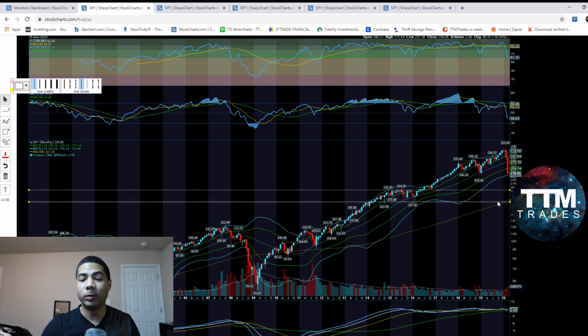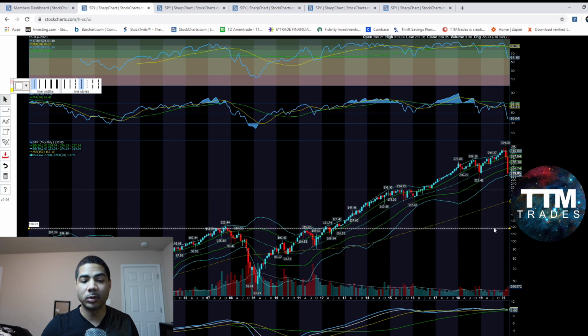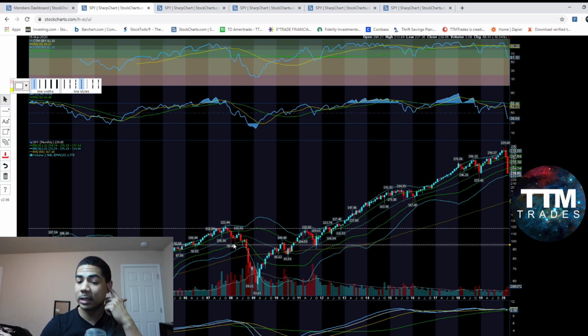Okay. Now, if we fail this 167 area, now we're looking at dropping all the way back down here to this 122 range where you can see this line of resistance was at as the price action was trying to break out. And that's an even steeper drop. Okay. Now, is that possible? It is definitely possible. Okay.